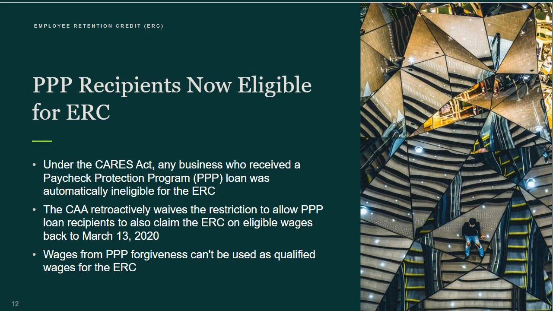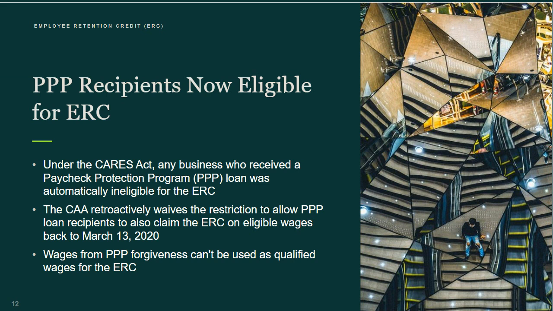beginning. But then under the Consolidated Appropriations Act, they actually changed that and said that you could participate in both programs, and they made that retroactive. So at the end of 2020, all of a sudden, the employee retention credit was kind of opened up to everyone, and even if they had taken a PPP loan, that continued into 2021.